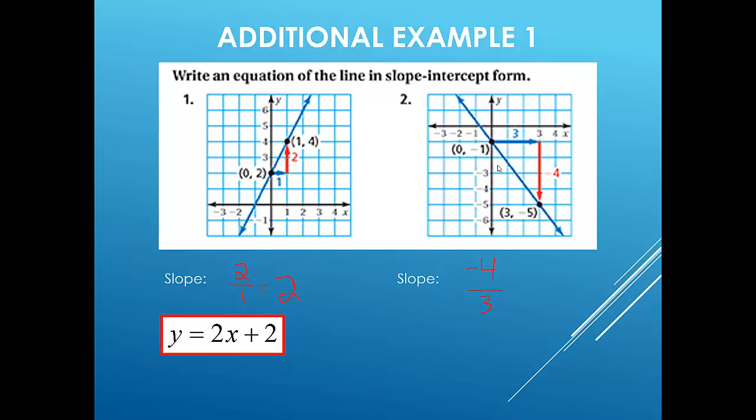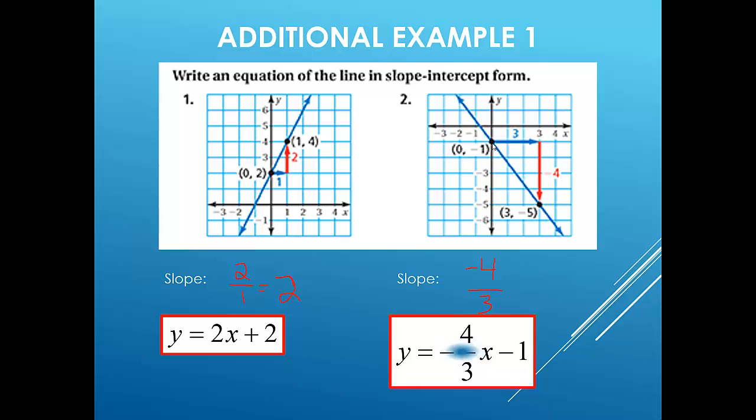Our y-intercept is going to be negative 1 because our line crosses at (0, -1). So our equation is going to be y equals -4/3 x minus 1.